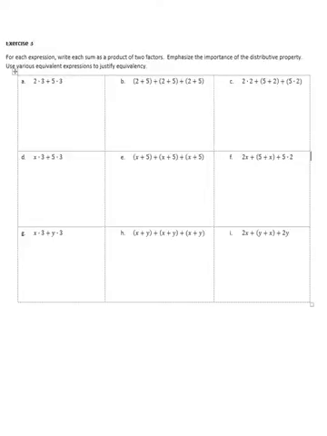Exercise 3 states, for each expression, write each sum as a product of two factors. Emphasize the importance of the distributive property and then use various equivalent expressions to justify equivalency. So I'm going to work A, D, and G. And then I would like for you to solve on your own B, C, E, F, H, and I, okay? So let's look at part A. We're writing each sum as a product of two factors.